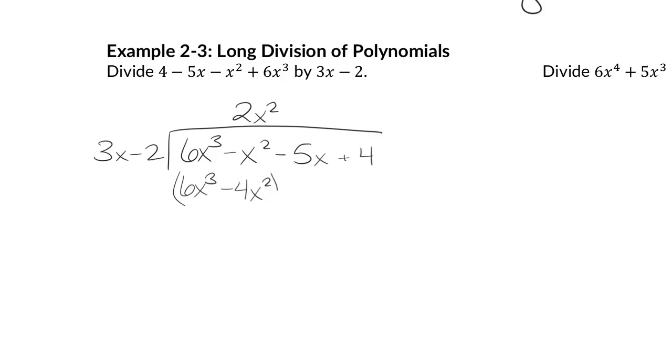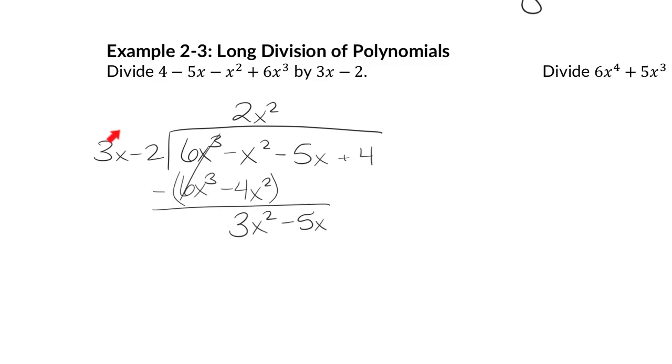Now remember, we are subtracting all of this. The first terms can and should cancel, but we are subtracting negative 4x squared. Minus a negative is plus, so that's negative 1x squared plus 4x squared. I get positive 3x squared. We bring down the 5x.